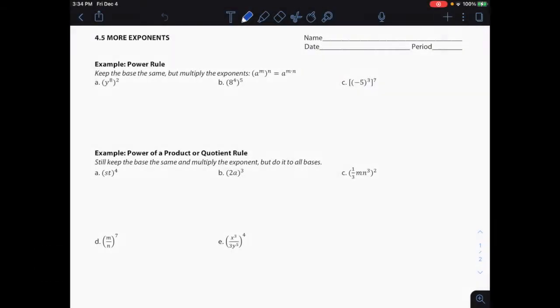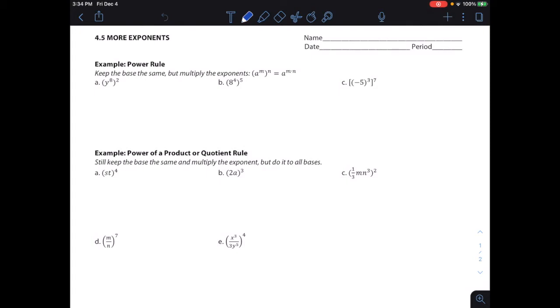All right, so here we go with day 2 of review of exponents. So it's 4.5 more exponents because we're going to talk about some additional exponent rules that we need to know in order to be successful with what's coming up. So the first rule that we want to talk about today is the power rule.